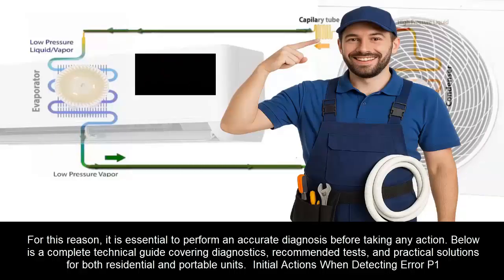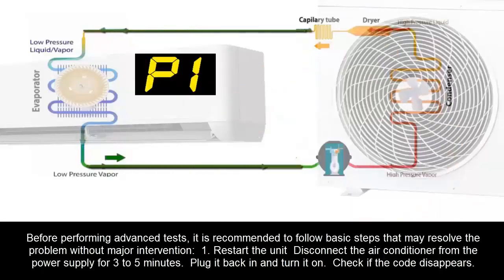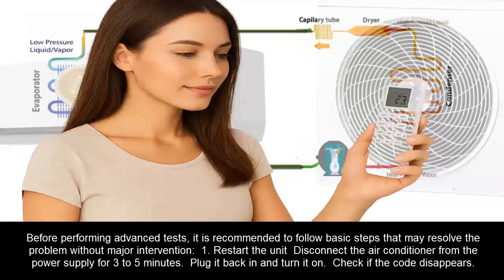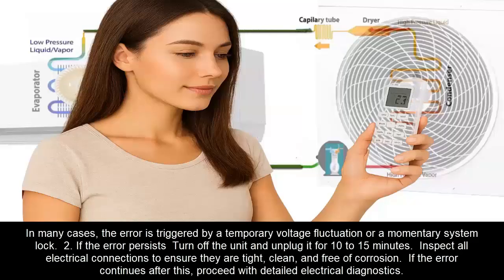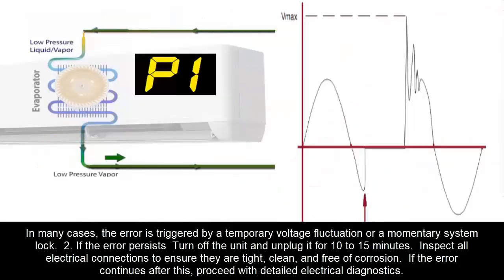Initial actions when detecting error P1. Before performing advanced tests, it is recommended to follow basic steps that may resolve the problem without major intervention. 1. Restart the unit. Disconnect the air conditioner from the power supply for 3 to 5 minutes. Plug it back in and turn it on. Check if the code disappears. In many cases, the error is triggered by a temporary voltage fluctuation or a momentary system lock.